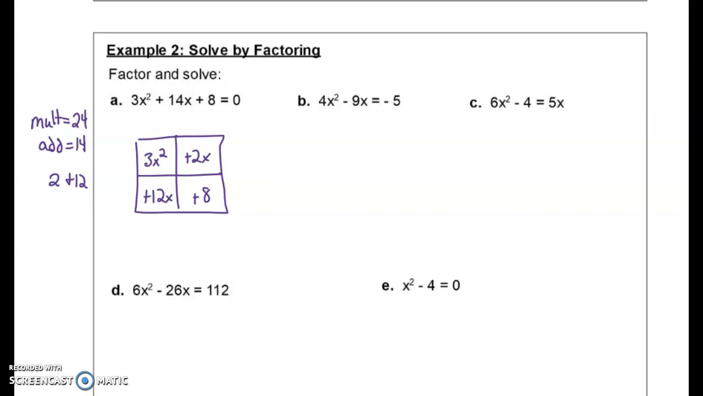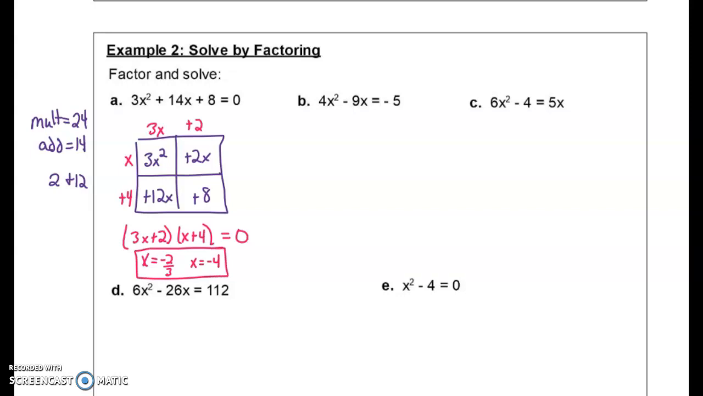So now I factor each row and each column. So out of the top row can come an x as the GCF and a plus 4 out of the second row. Out of the first column, a 3x is the GCF and a plus 2. And we're not taking a lot of time on this because remember, this is why we stopped and did some factoring practice previously so that we would already have these skills to factor. So if you set each factor equal to 0, you'll get negative 2/3 and negative 4. And that would be our two solutions for this quadratic.